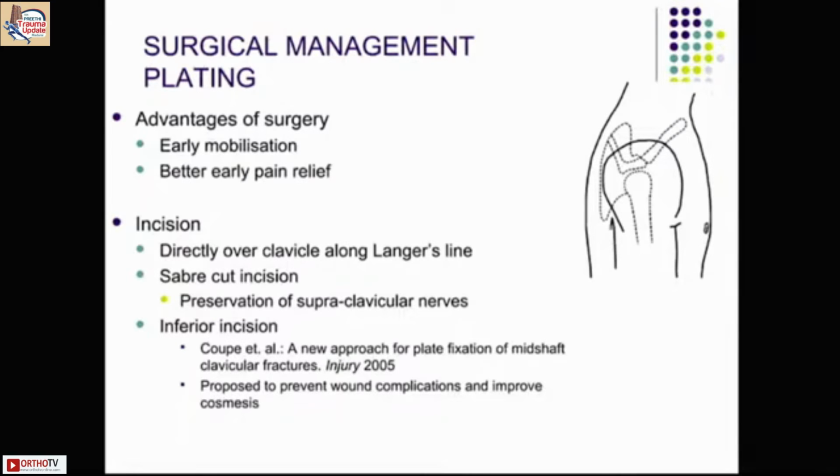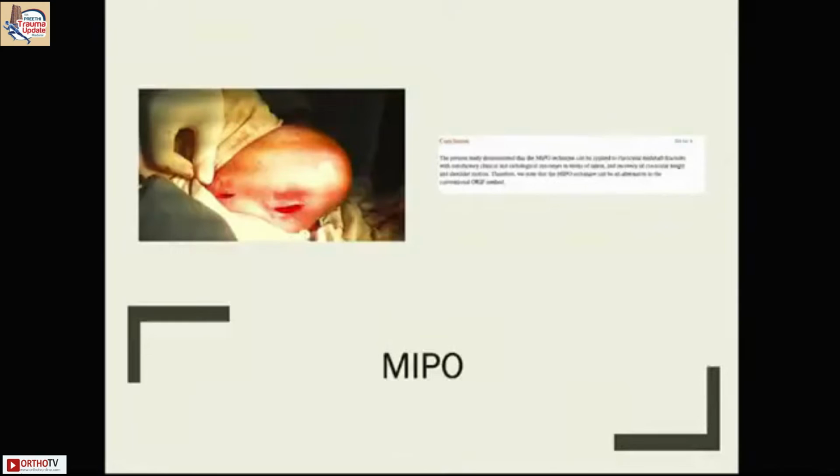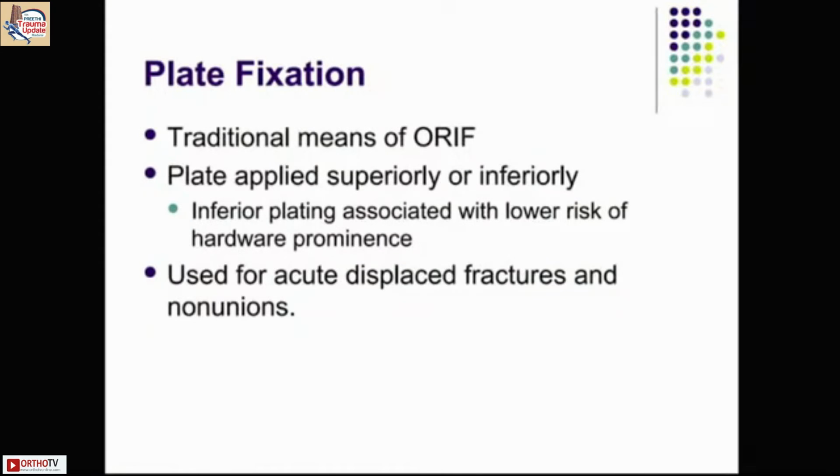Because plating gives better results, the advantage is that we have early mobilization and better pain relief, and various surgical approaches can be used, either a superior approach, or more recently an anterior approach has been suggested, keeping the plate anteroinferior, whereby plate irritation is less. And of late, MIPO is also being suggested. One paper says that MIPO has better results, but it is a technically demanding procedure. With just an incision proximal and distal, similar to any other MIPO, the clavicle is also being treated by MIPO. And inferior plating, as I said, also has a lower risk of hardware prominence.